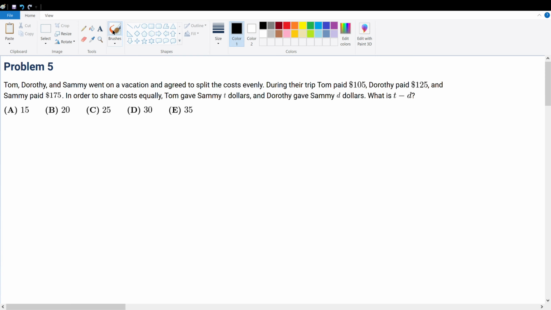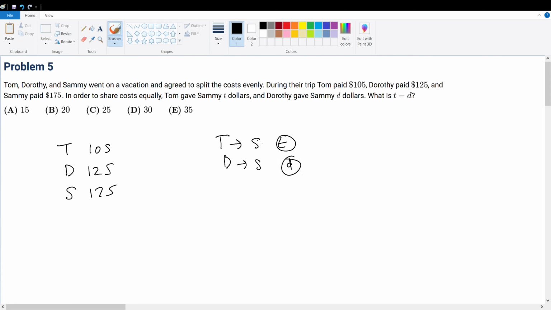Problem 5. Tom, Dorothy, and Sammy went on a vacation and agreed to split the costs evenly. During their trip, Tommy paid 105, Dorothy paid 125, and Sammy paid 175. In order to share the costs evenly, Tommy gave Sammy T dollars, and then Dorothy gave Sammy D dollars. What is T minus D?